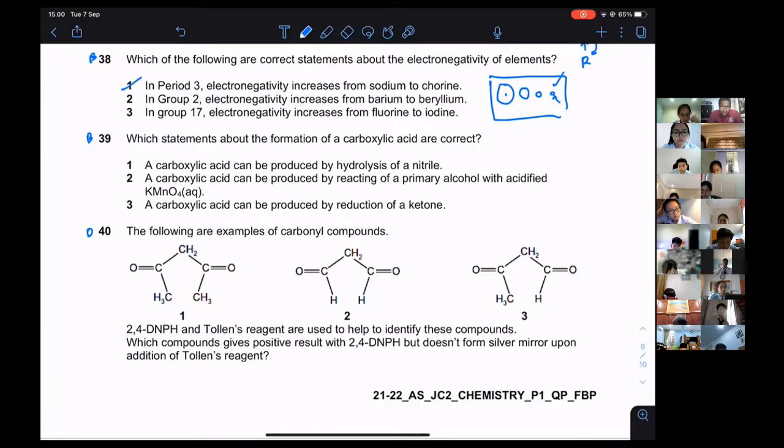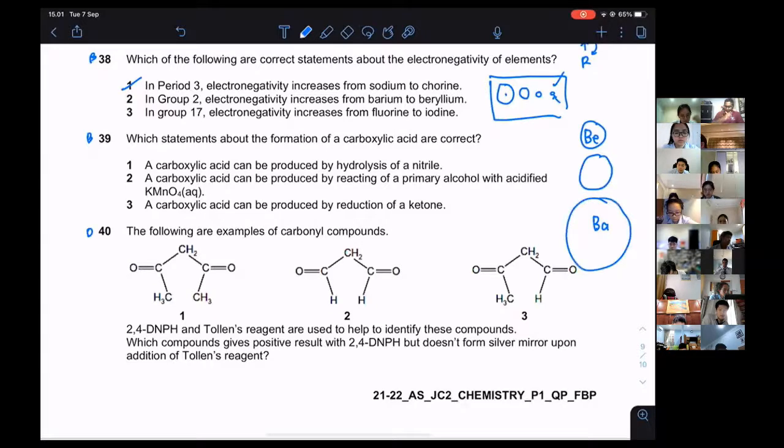In group 2, from barium to beryllium, I know beryllium is at the top and barium is here. It will become bigger and bigger. If I'm talking about electronegativity, this one will be able to attract the electron easily compared to this one, which is not so good. So if they are telling from barium to beryllium, of course electronegativity is going to increase, because it is better. So this one is correct.